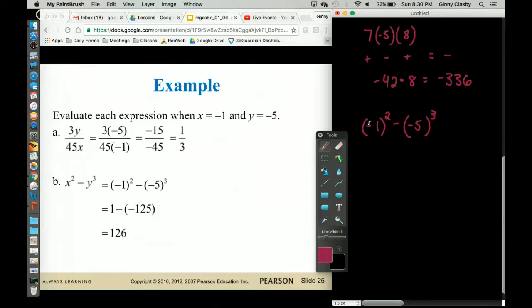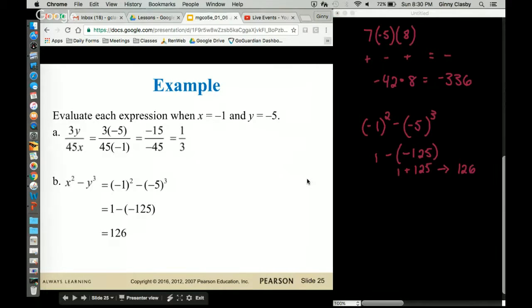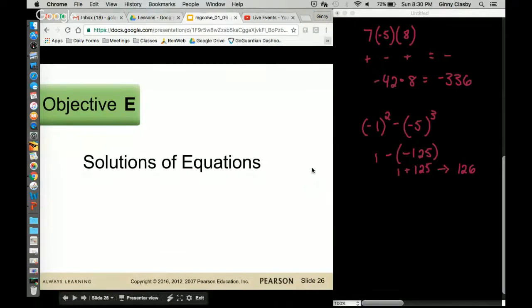Okay, so that matters. So negative times a negative is going to be positive 1. Okay, you have an odd number of the 5s. Okay, so it's going to be a negative 125. All right. Negative and a negative, that's going to become positive. So 1 plus 125 equals 126. All right, so always replace, if you have to plug in something for x or y, always replace it in your work with the parentheses so that you know, especially with the exponents, what you're applying that exponent to. If you don't do that, you'll get the wrong answer.